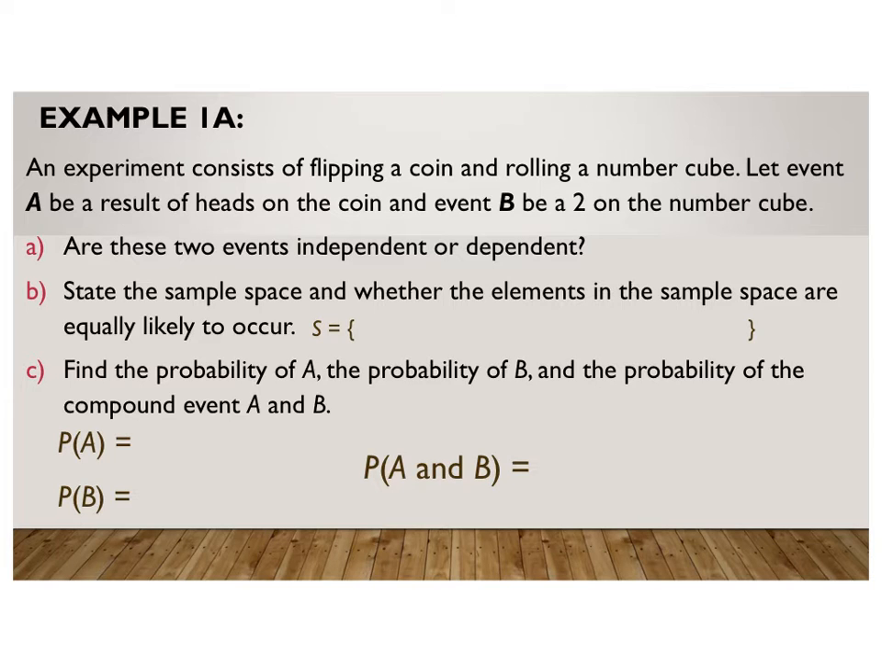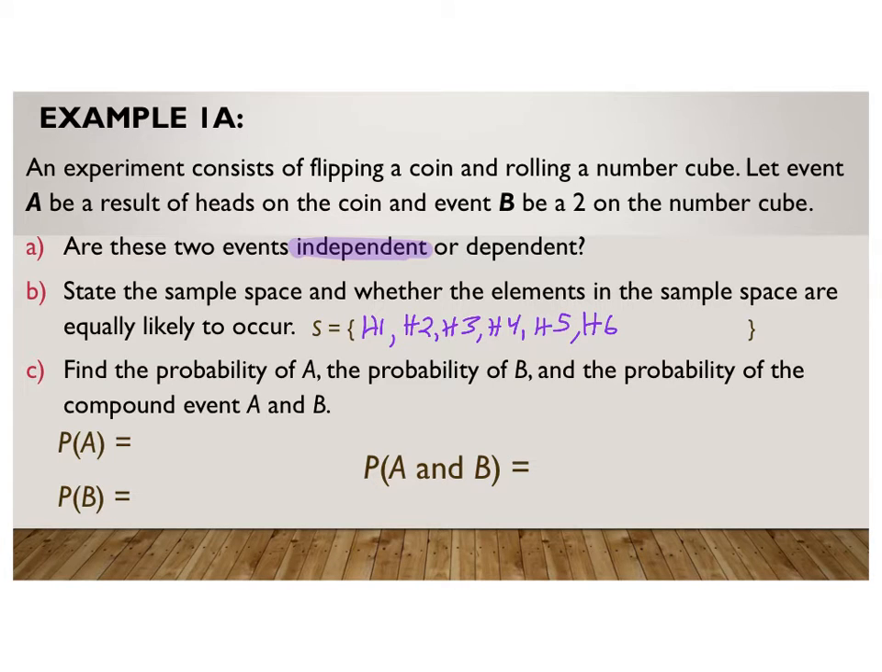And event B is getting a 2 on the number cube. Are these two events independent or dependent? We already decided they were independent. Okay. State the sample space where the elements in the sample space are equally likely to occur. Okay, so our elements are going to be a heads and a 1, a heads and a 2, a heads and a 3, a heads and a 4, a heads and a 5, and a heads and a 6.